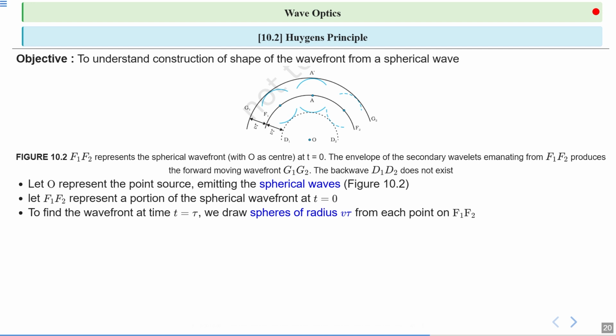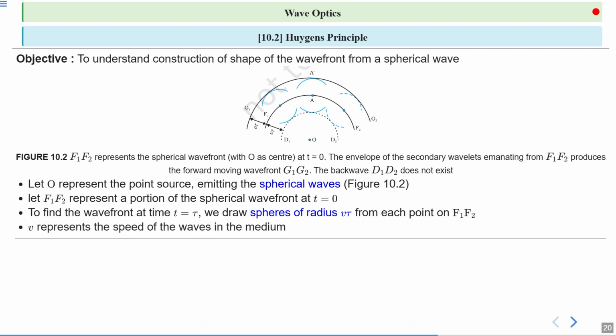After time tau, what is the distance traveled? It is v tau, with v being the wave speed and tau being the time. Visualize this as expanding circles from each point on the initial wavefront. Here we define v, which is the speed of the wave in the medium. Understanding this variable is important because it influences how quickly the wavefront expands.